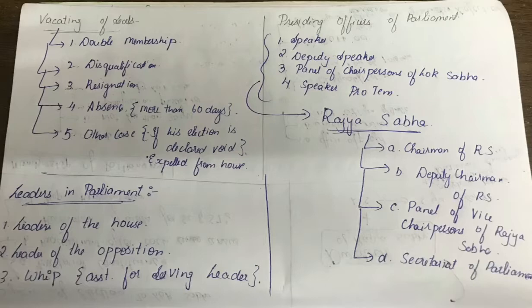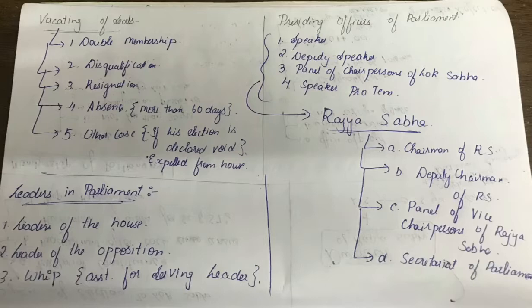Second one is on the ground of disqualification. Third one is resignation, if someone voluntarily tries to resign. Fourth one is absence. For example, if you take leave for more than 60 days without any kind of notice or information, then you will be removed. Fifth one is that if an election is declared void, then there could be a vacancy of the seat.